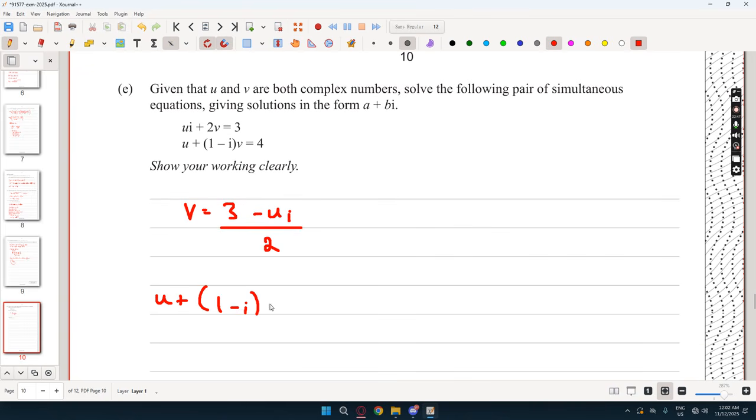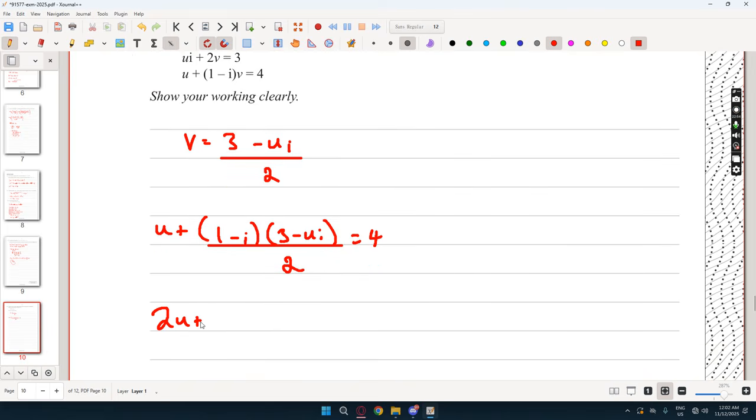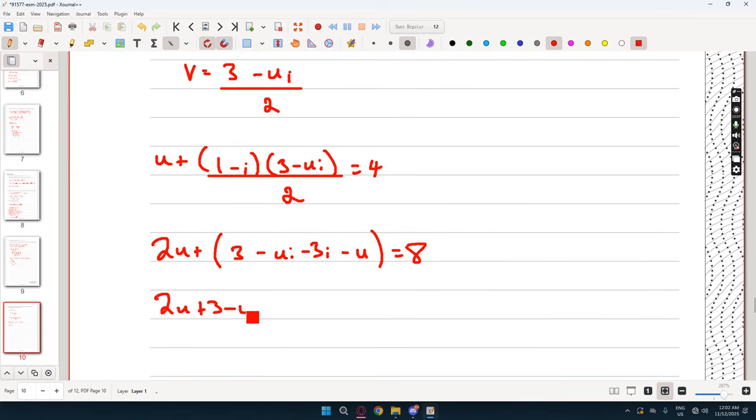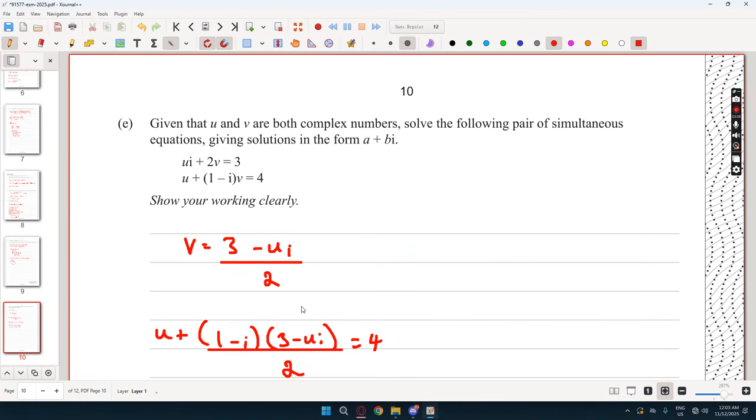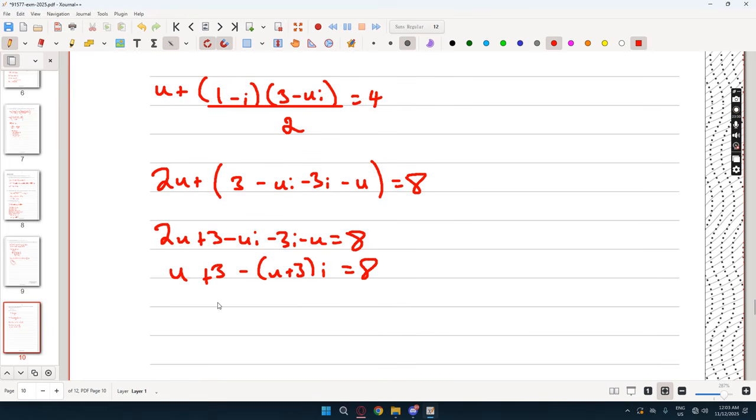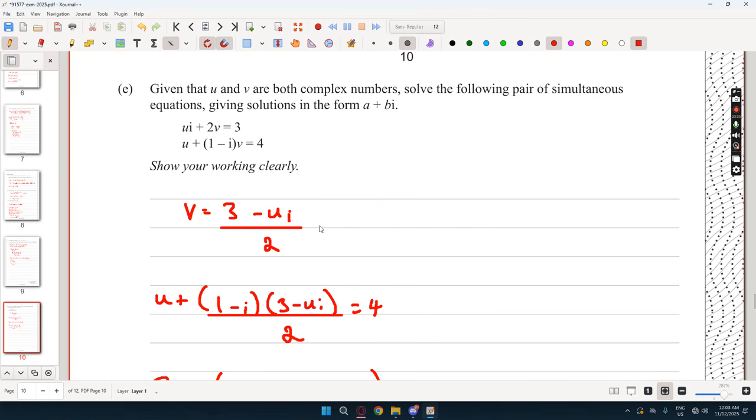So u plus 1 minus i times 3 minus ui on 2 equals 4. So 2u plus 3 minus ui minus 3i plus ui squared, so minus u, equals 8. 2u plus 3 minus ui minus 3i minus u equals 8. u plus 3 minus u plus 3i equals 8. Wait, what? This means u equals 5, but that doesn't work.